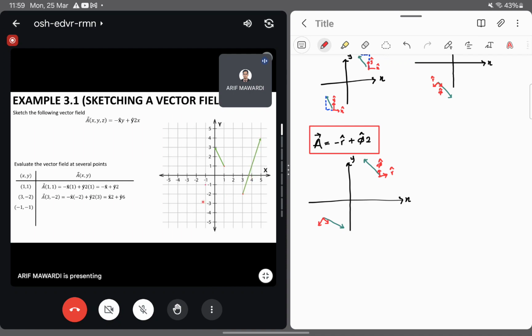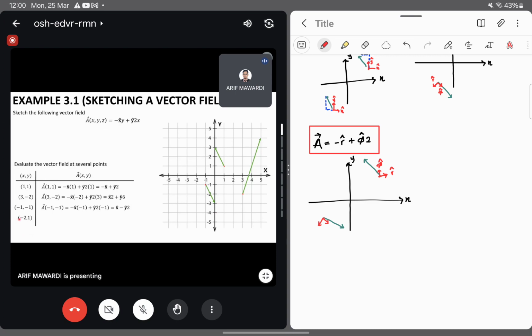Okay, so we can take another point. For this one, for example, the coordinates are -1 and -1. So the x coordinate is -1 and the y coordinate is -1. We substitute these two values into this expression here. If we do that, for the x component it is +1, and for the y component it is -2. Therefore, we should go down 2 units. 1, 2, it should be like this.